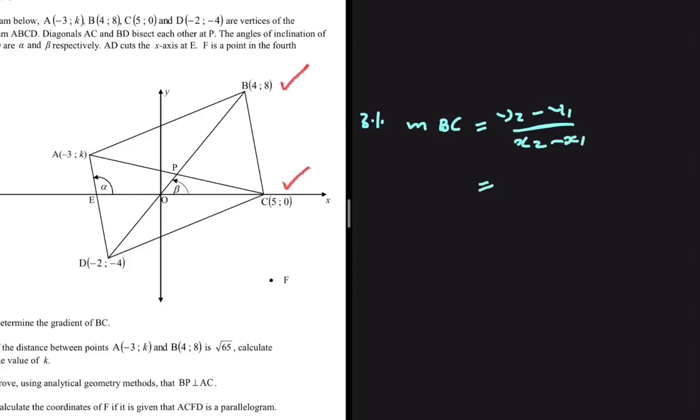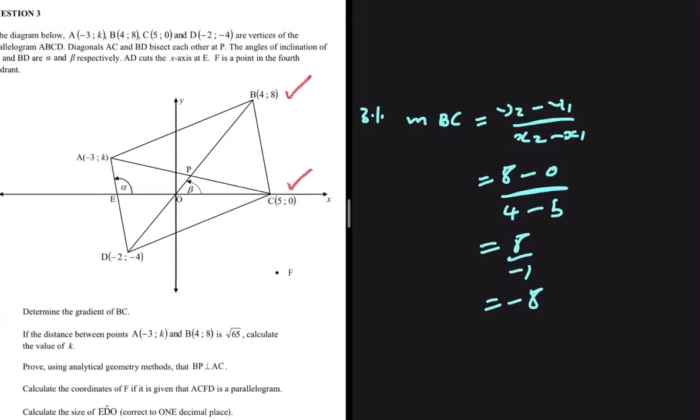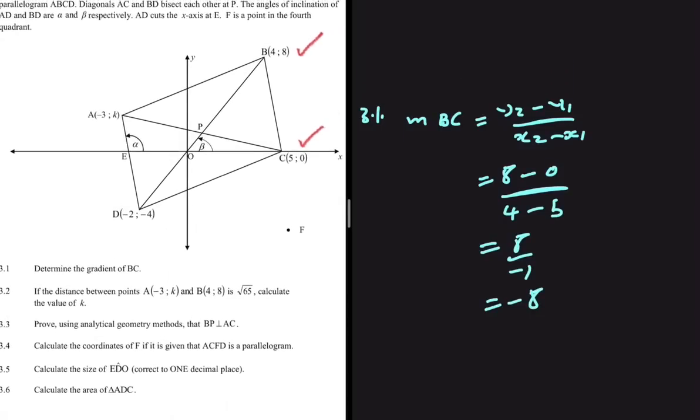If we do that, the value of y2 will be 8 minus the value of y1, which is going to be 0, divided by the value of x2, which is 4, minus the value of x1, which is 5. So we have 8 divided by minus 1, which is equal to minus 8. So that is the gradient of BC. Let's move forward and look at 3.2.